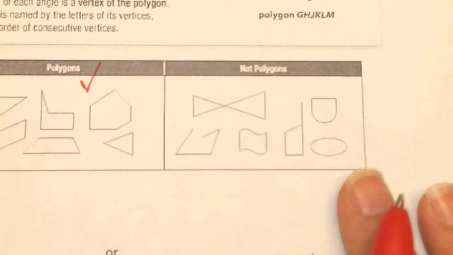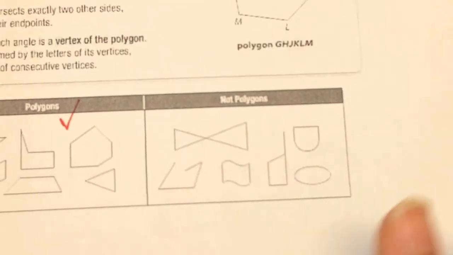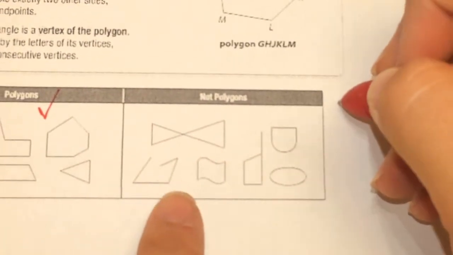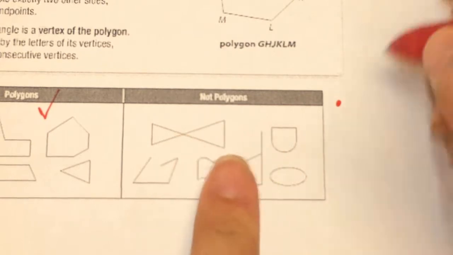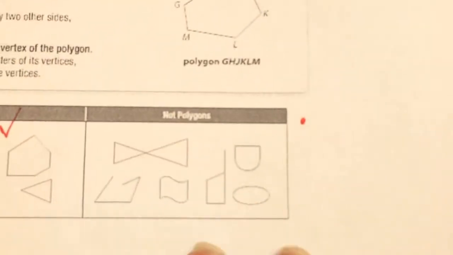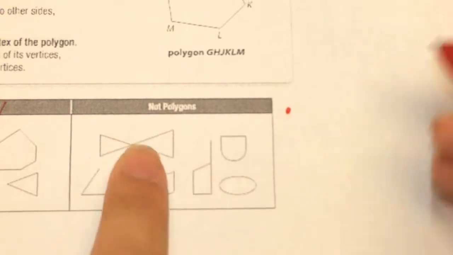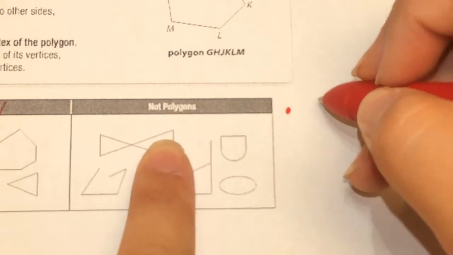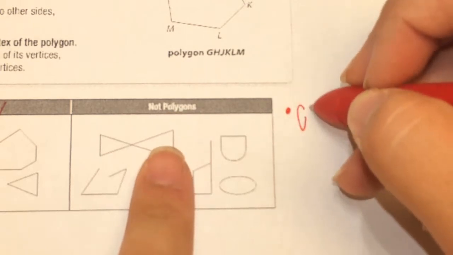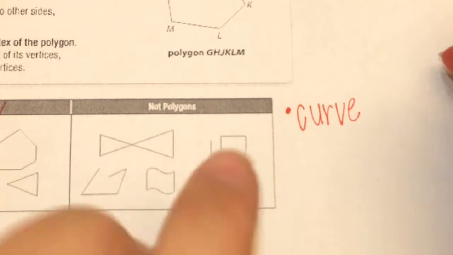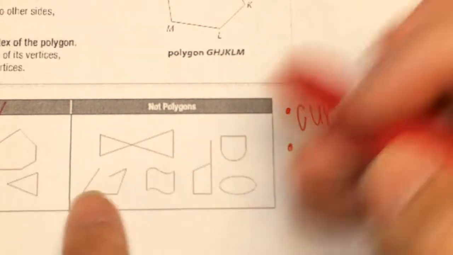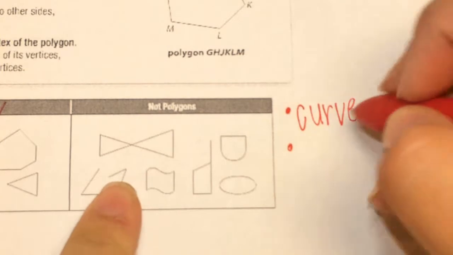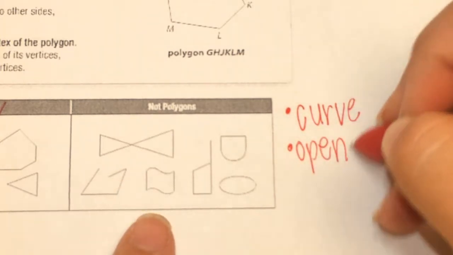And then over here, these are not polygons. So I'm going to give you a list of things that make it not a polygon. So one thing, what do you see in here that's a common thing in the not polygons? No crossing. But what's the main thing you see? Curves. Polygons do not have curves. So if you see a curve, it is not a polygon. If you see any openings, you see how this right here, it's not closed. If you see any openings, that's not a polygon.